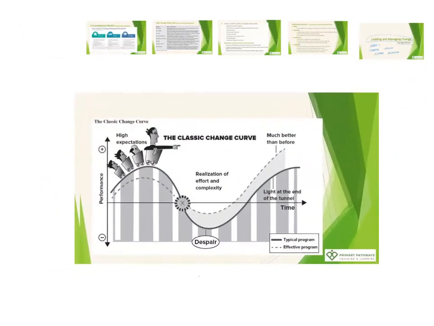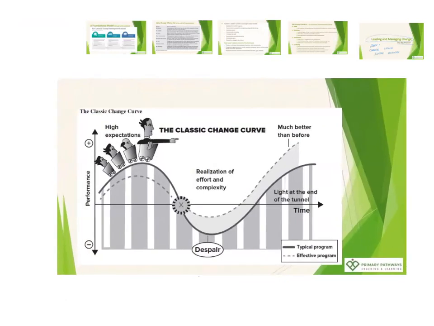So in the first part, we're going to start with something called the classic change curve. And this is a model that's used to understand what happens if we don't lead and manage change effectively. What are the benefits if we do lead it well? And what are the opportunities for everyone to be involved who would be impacted by the change in order to be more successful in the long run?